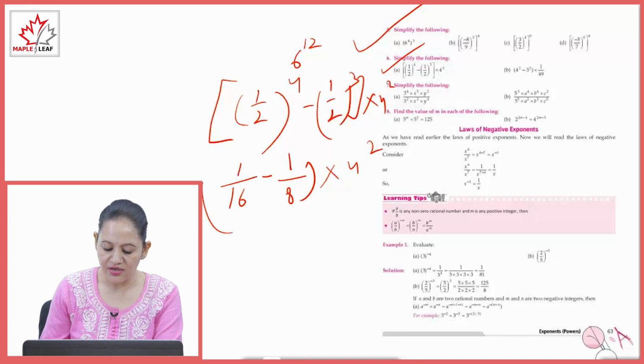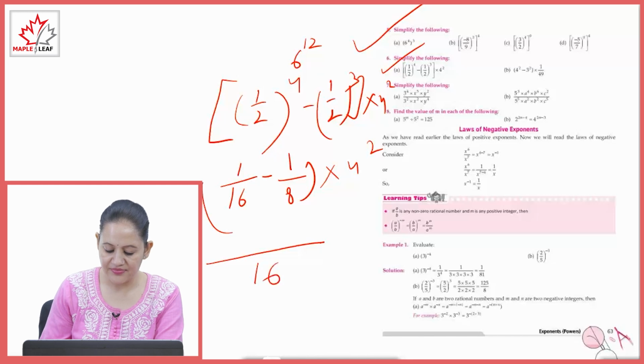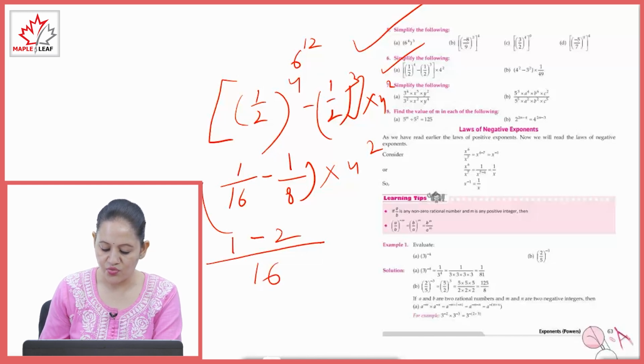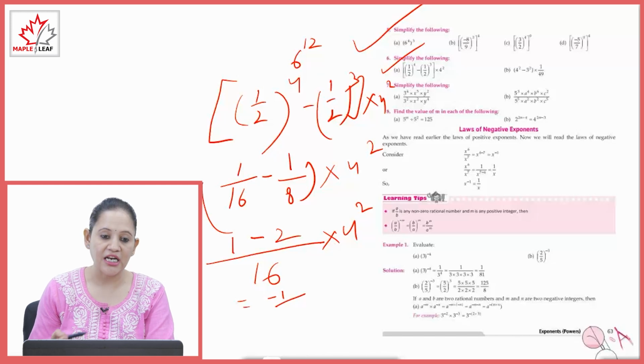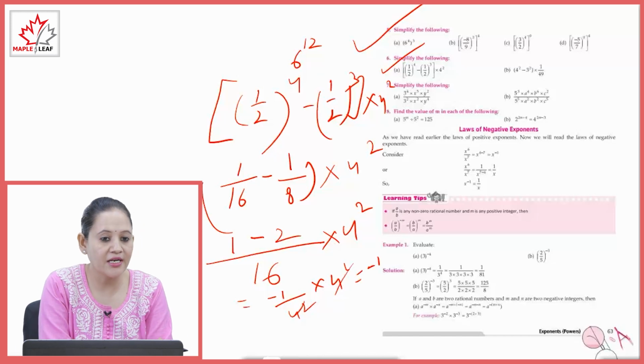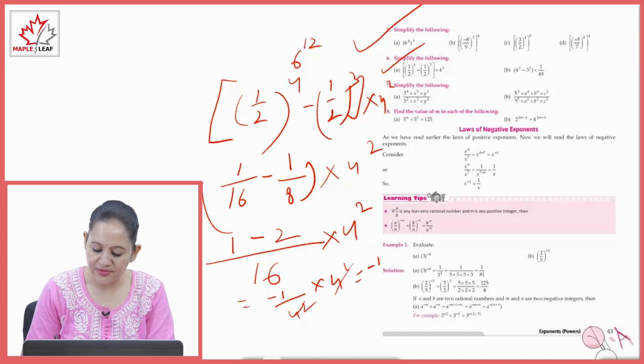So here what we can do? We'll take the LCM, that is 16. 1 minus 2 into multiply by 4^2. So that is equals to minus 1 upon 16. We can write it as 4^2 multiply by 4^2. ये कट हो जाएगा तो आंसर आ जाएगा -1. क्लियर. नेक्स्ट, सिंप्लीफाई द फॉलोइंग.